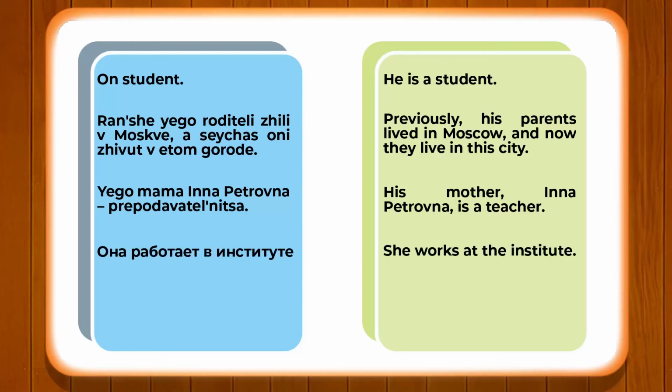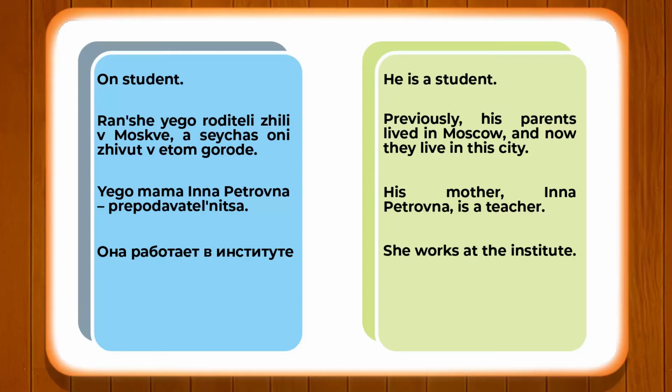Она работает в институте. Где она работает? Она работает в институте. Here you can see the construction which we have used is in prepositional case. Она работает в институте. So in place of institute you can use университет. Она работает в институте, в университете.